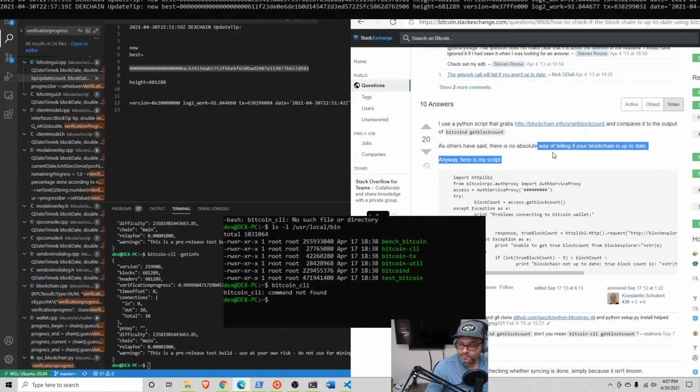There's no absolute way of telling if a blockchain is up to date. Well, the first way of knowing is saying, at this point, I have not received a new block. The first thing you do when you receive a block is you receive a block header. Now there's a potential block. Someone told you there's a block. The first thing you have to do is look at the block header and see if it matches the difficulty.